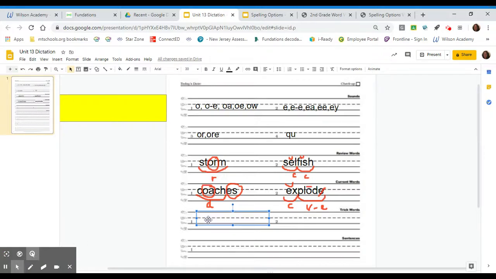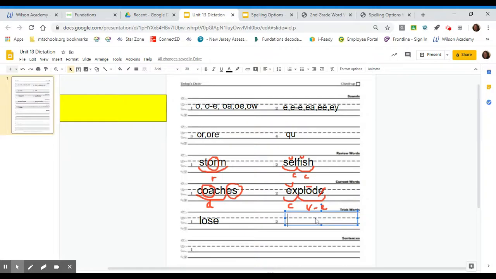Now we will move on to trick words. If you needed to pause the video, you can go ahead and pause. For trick words, we are going to first write it. You can trace it on a surface, and then we will write it with our pencil. The first word is the word lose. So go ahead and trace. L-O-S-E. The word is lose. Now let's write L-O-S-E. Lose.